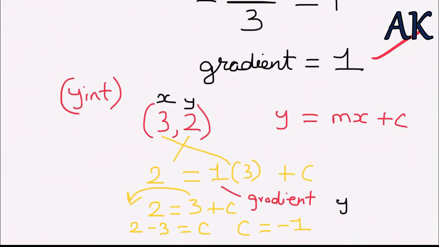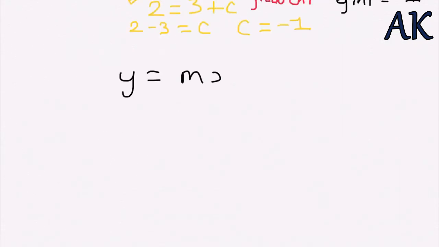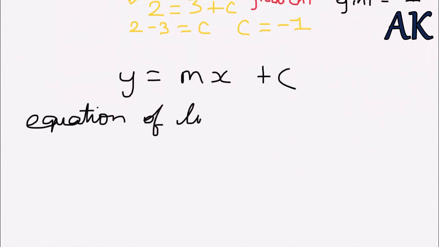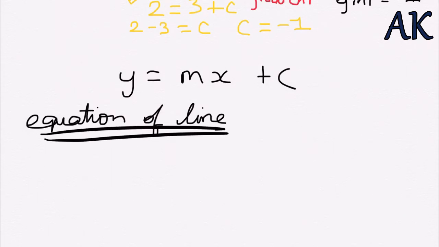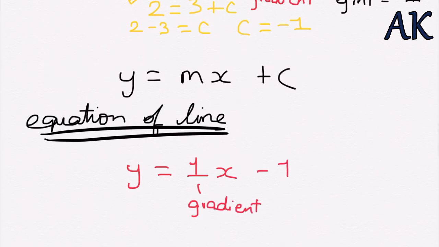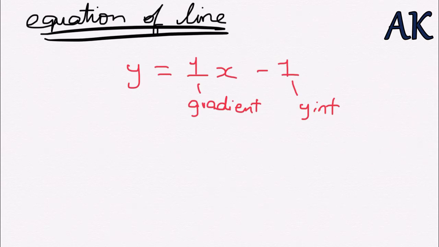We have found the gradient and y-intercept of the line, so we just have to write the equation of the line now. Here is how it is done. Write y is equal to then your gradient, which is 1 in this case. Then write x next to it, and after that write the y-intercept, which is minus 1 in this case. So the equation we have obtained is y equals 1x minus 1.